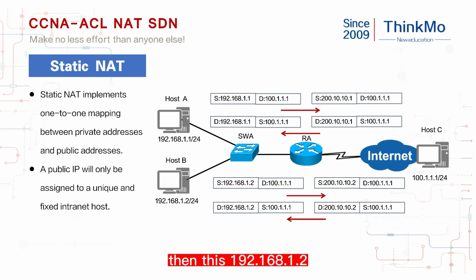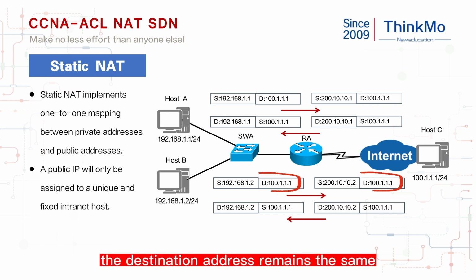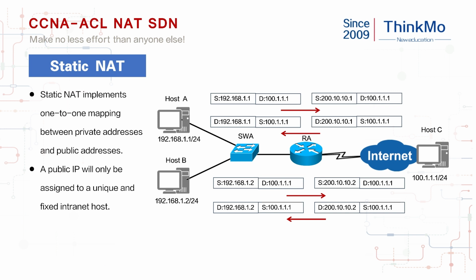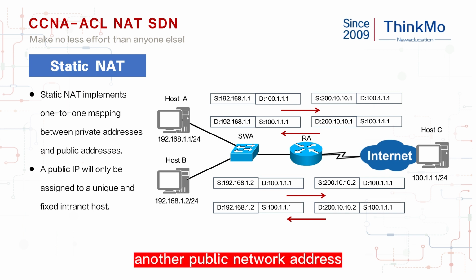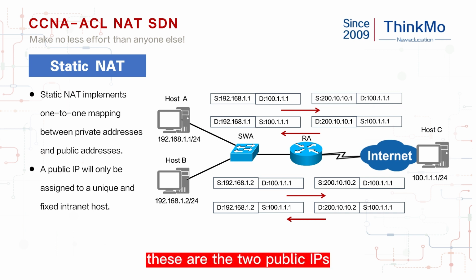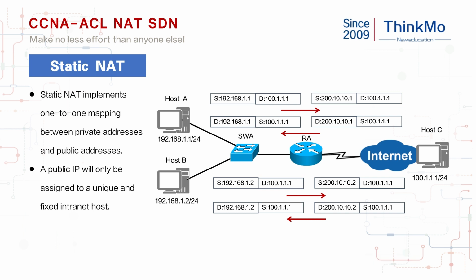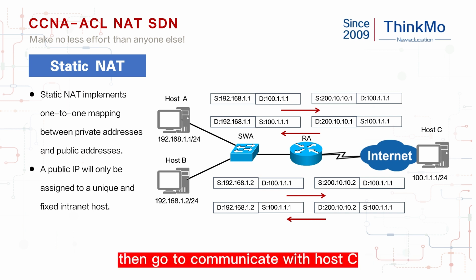Then this 192.168.1.2 needs to access host C on the public network. The destination address remains the same. But here we need to consume another public network address. This is for 10.2. These are the two public IPs. It is equivalent to the current 10.2 mapped from 1.2 to the public network inside the host.